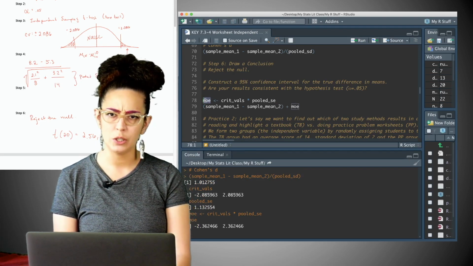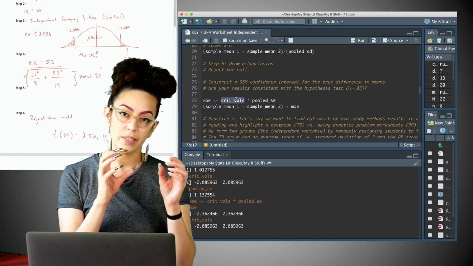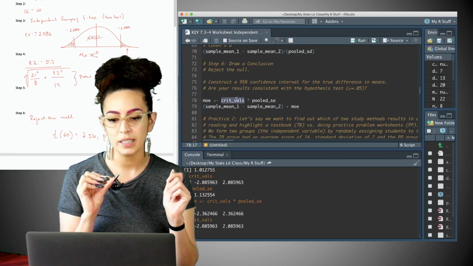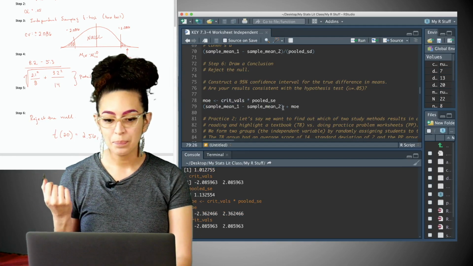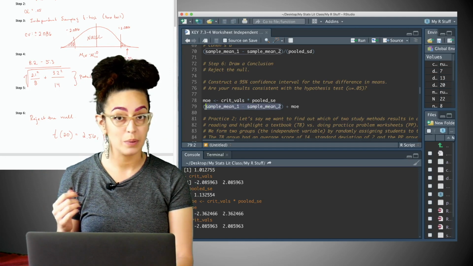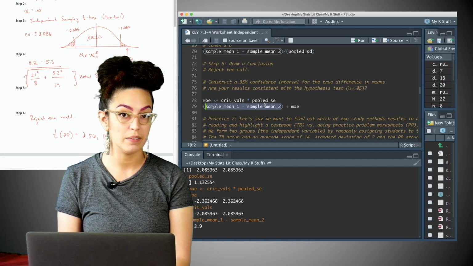Now you might be wondering, why are there two values? Because for our critical values, there were two values saved in that critical values object. So you actually get the plus and minus, which makes your life easy because you just take the difference between the two groups. Remember, we're looking for the mean difference. So sample 1 minus sample 2, there was 2.9 pounds of difference between them.